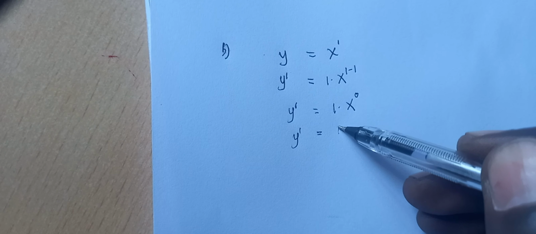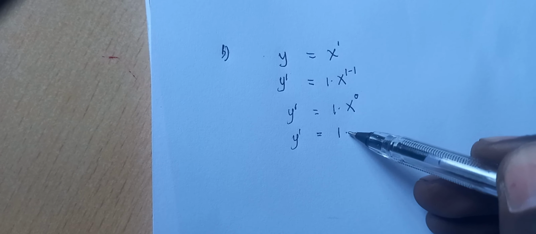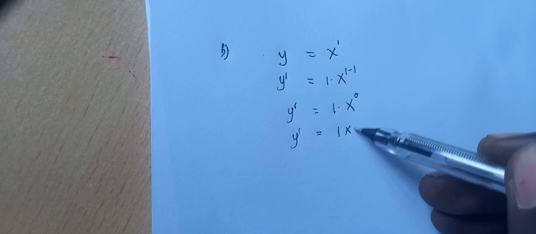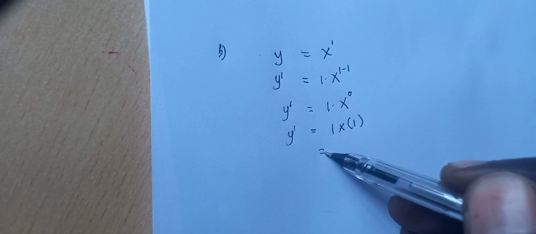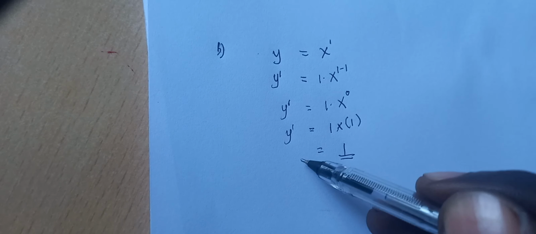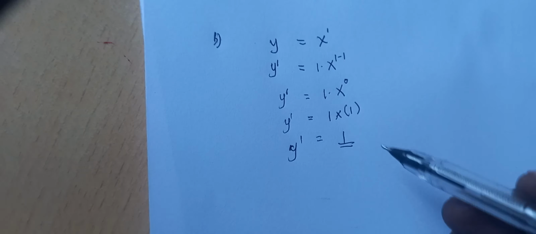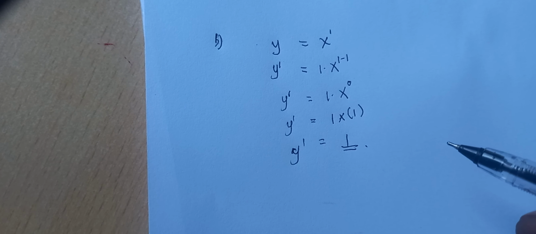It will give you 1 times 1, because anything to the power 0 is 1. And so that is equal to 1 times 1, which is 1, okay? That is dy/dx. So that is easy. Let us continue. Sometimes you can be asked to differentiate that again.